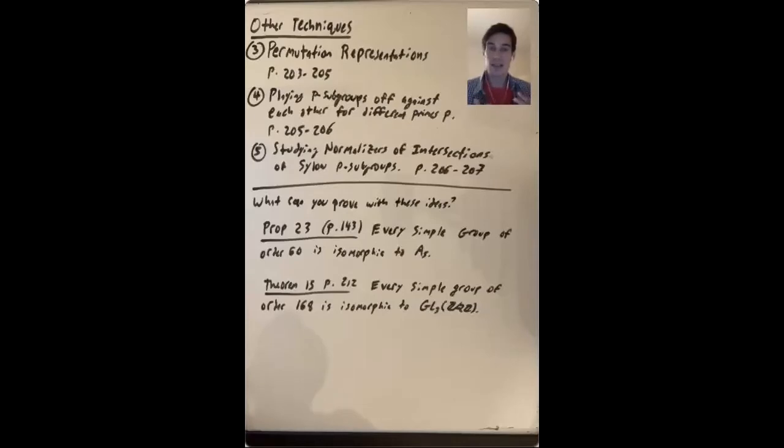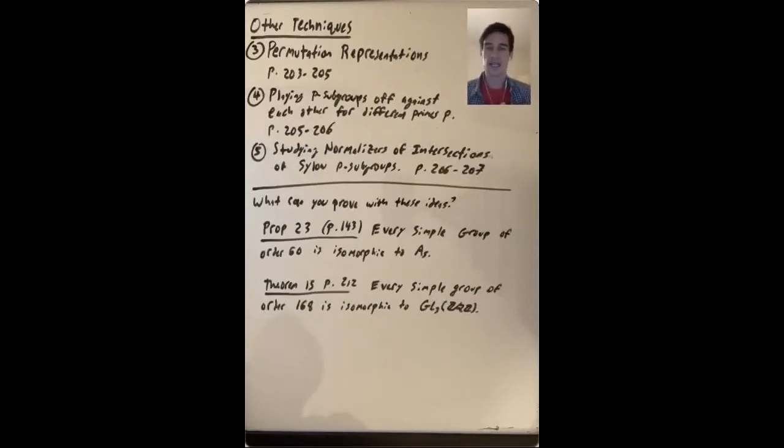So the second main thing that we saw was this idea that if G is a group of order n that is simple, then it can't have a proper subgroup of index k if k is too small, where too small is going to depend on n in some way.